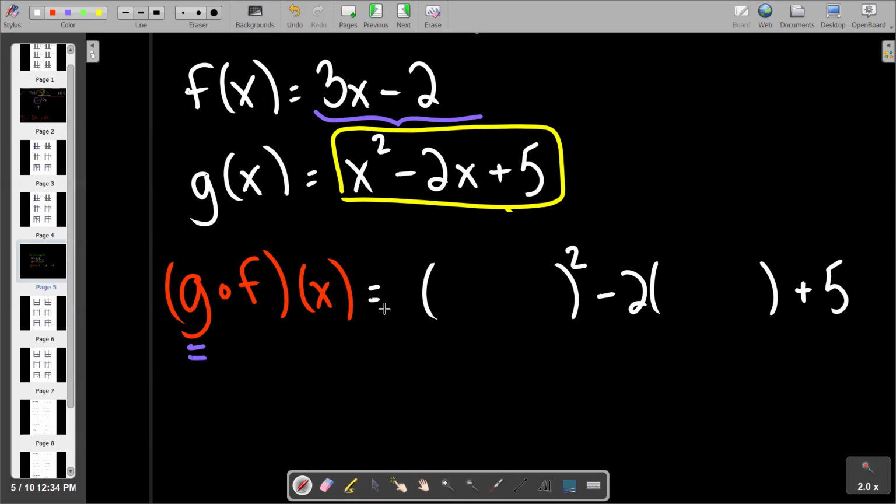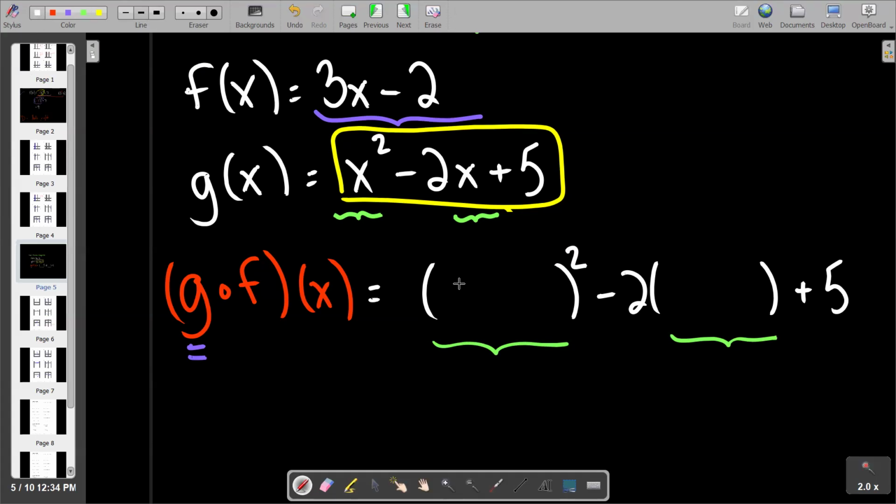I'll color code this for you because I'm nice like that. In case you're at all confused, these two things that I'm underlining in green were the input slots, and that's why they became these empty slots. Good. So blank squared minus 2 blank plus 5. What's going to go into those input slots?